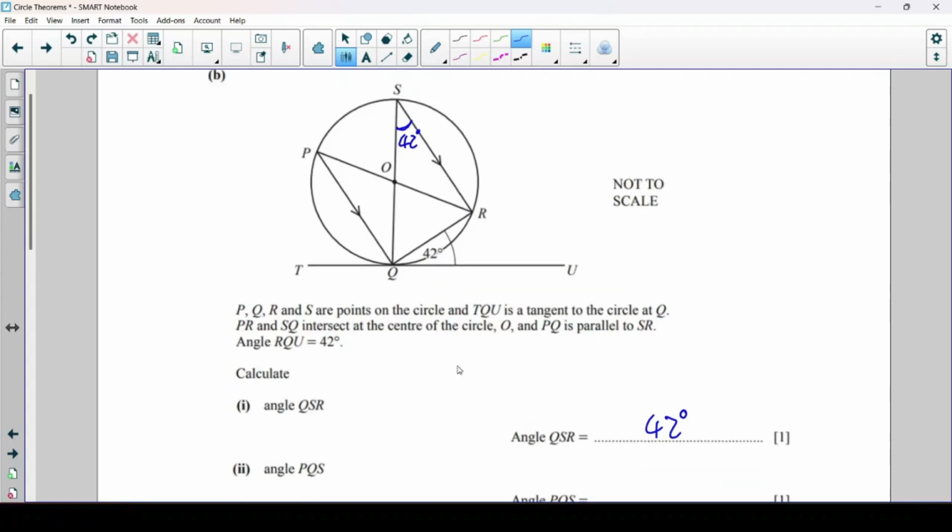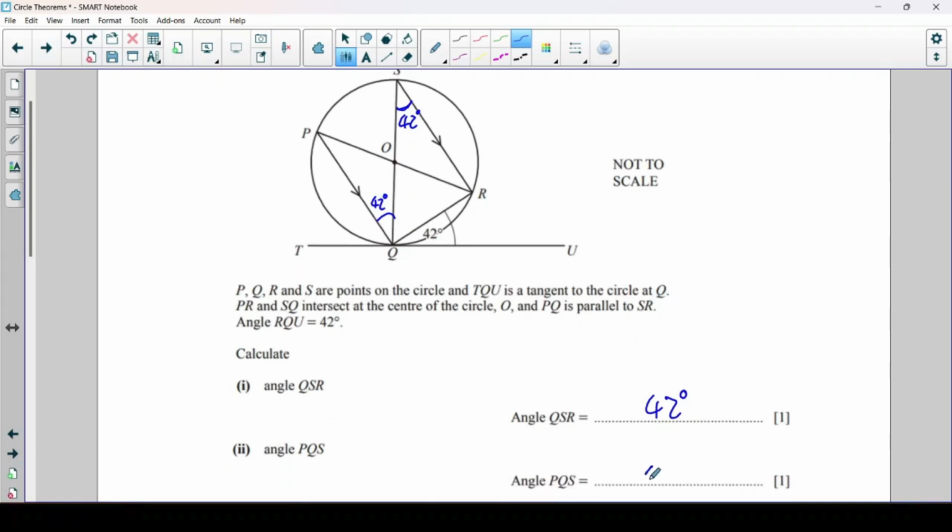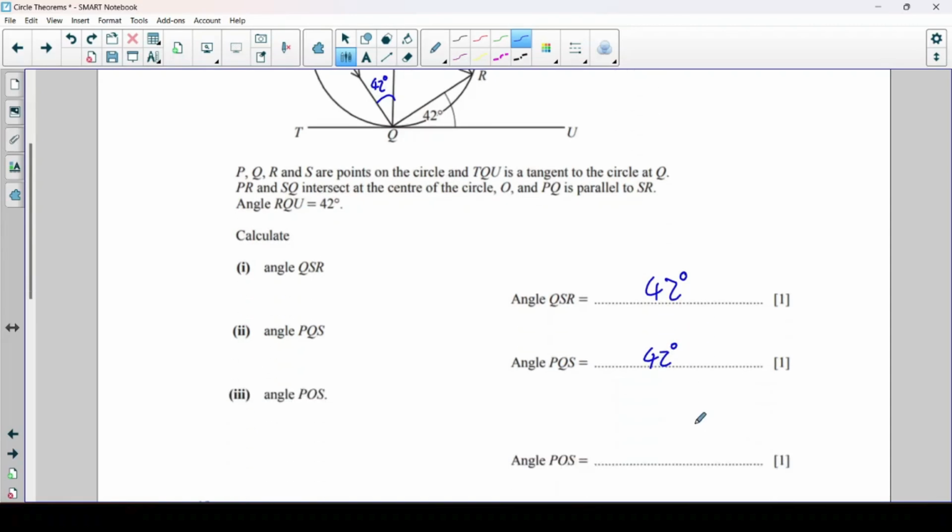The next one we're asked for is PQS. PQS, so that's that angle there. Here it's important to realise the fact that we have those two parallel lines, which means that we can use alternate angles. PQS, look, we've got that Z shape there, and because they're parallel we can use that. So PQS is also equal to 42 degrees. Which again is tricky. If you didn't get that first part using the alternate segment theorem, it would make that one difficult to do.